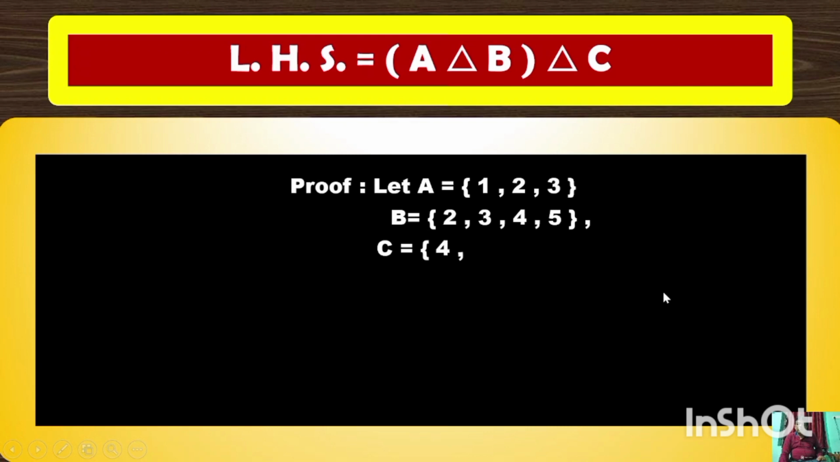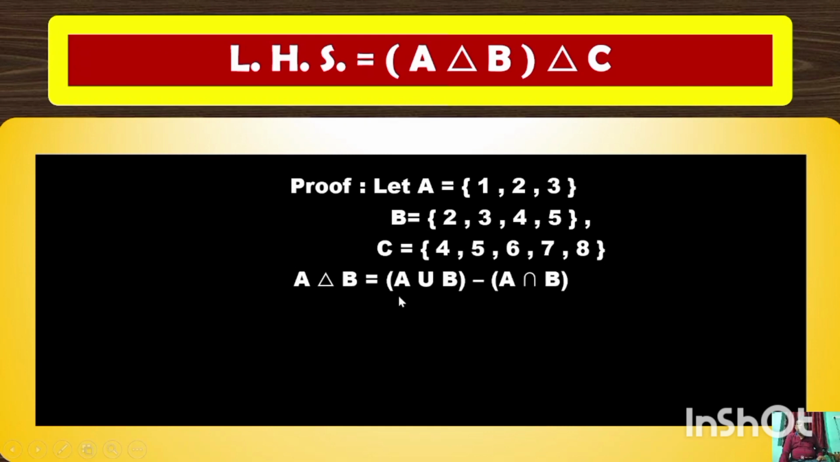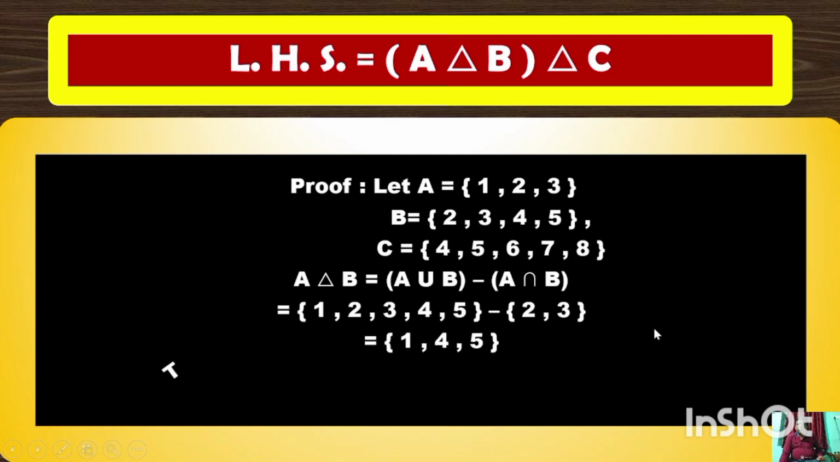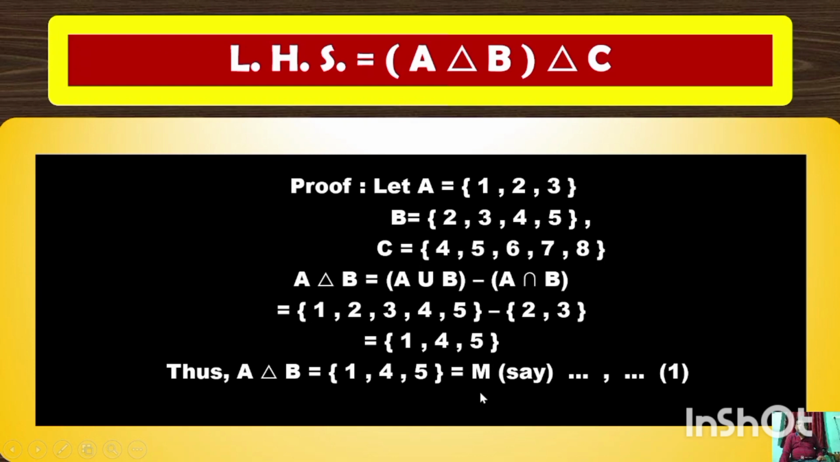See here, A delta B delta C. With the example, let A, B, C be three non-empty sets. We have taken some elements in the sets A, B, C. First of all, we will find A delta B, which is A union B minus A intersection B. The elements of A delta B are 1, 4, 5. Thus, A delta B is equal to 1, 4, 5. Suppose this is another set M. Now you have to find A delta B delta C, which is M delta C.